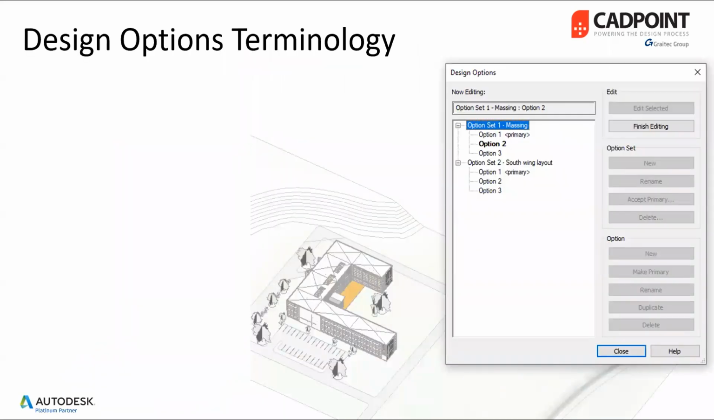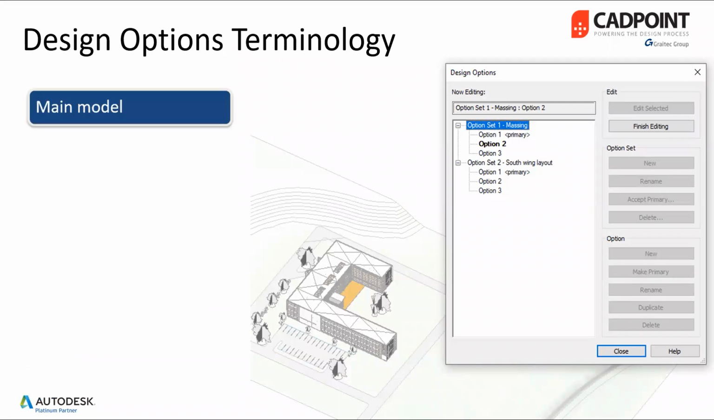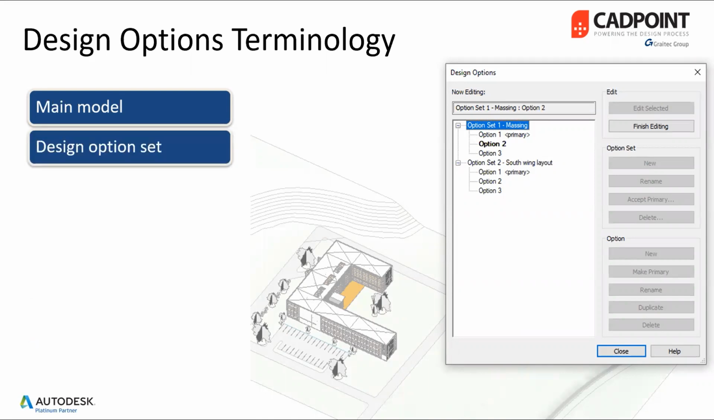You should familiarize yourself with some of the terminology associated with design options, such as dedicated view and active option, to understand design options in the context of Revit. So, main model: the parts of the building model that are not defined using design options. The main model is the entire building model excluding any design options. A design option set is a collection of alternatives that address a particular design problem, such as a lobby or a floor layout.